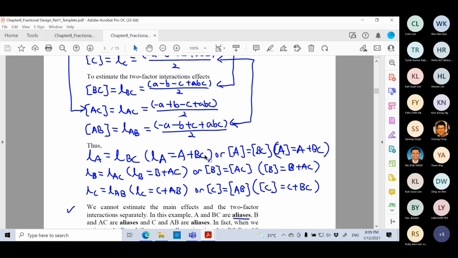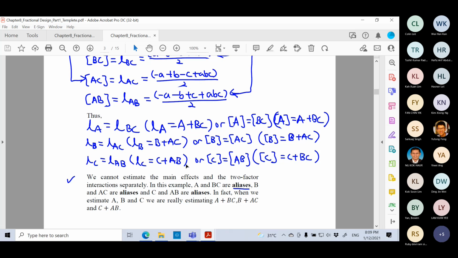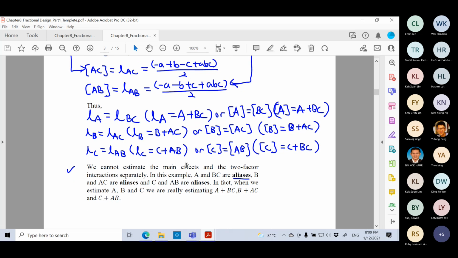When you calculate the effects, you calculate the effect from A and BC. Similarly, for B it is B and AC. Okay, and C will be C and AB. So this is what we call aliases. Therefore, we say that A and BC are aliases, B and AC are aliases, and C and AB are aliases. So we give the notation as A plus BC, B plus AC, and C plus AB.